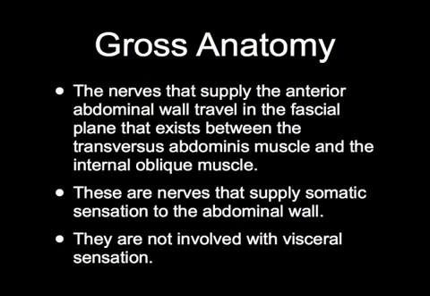Gross anatomy. The nerves that supply the anterior abdominal wall travel in the fascial plane that exists between the transversus abdominis muscle and the internal oblique muscle. These are the nerves that supply somatic sensation to the abdominal wall. They are not involved with visceral sensation.